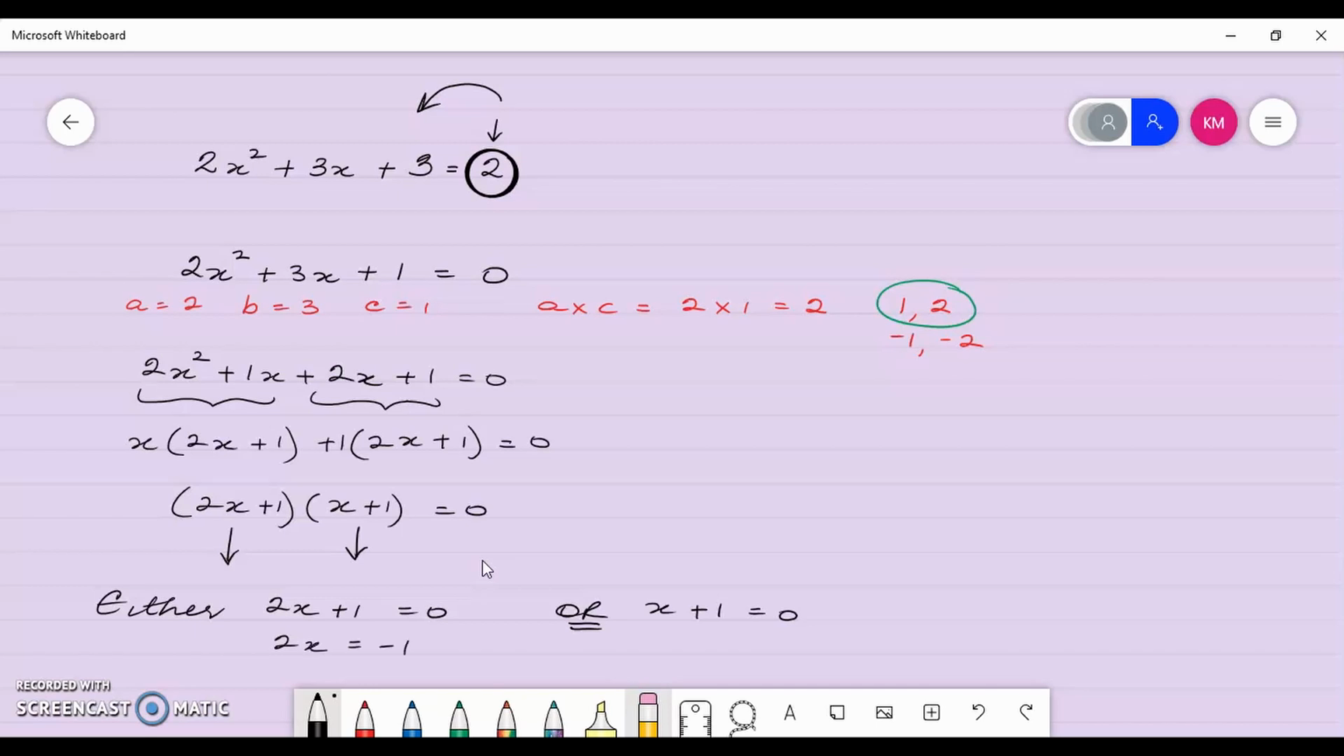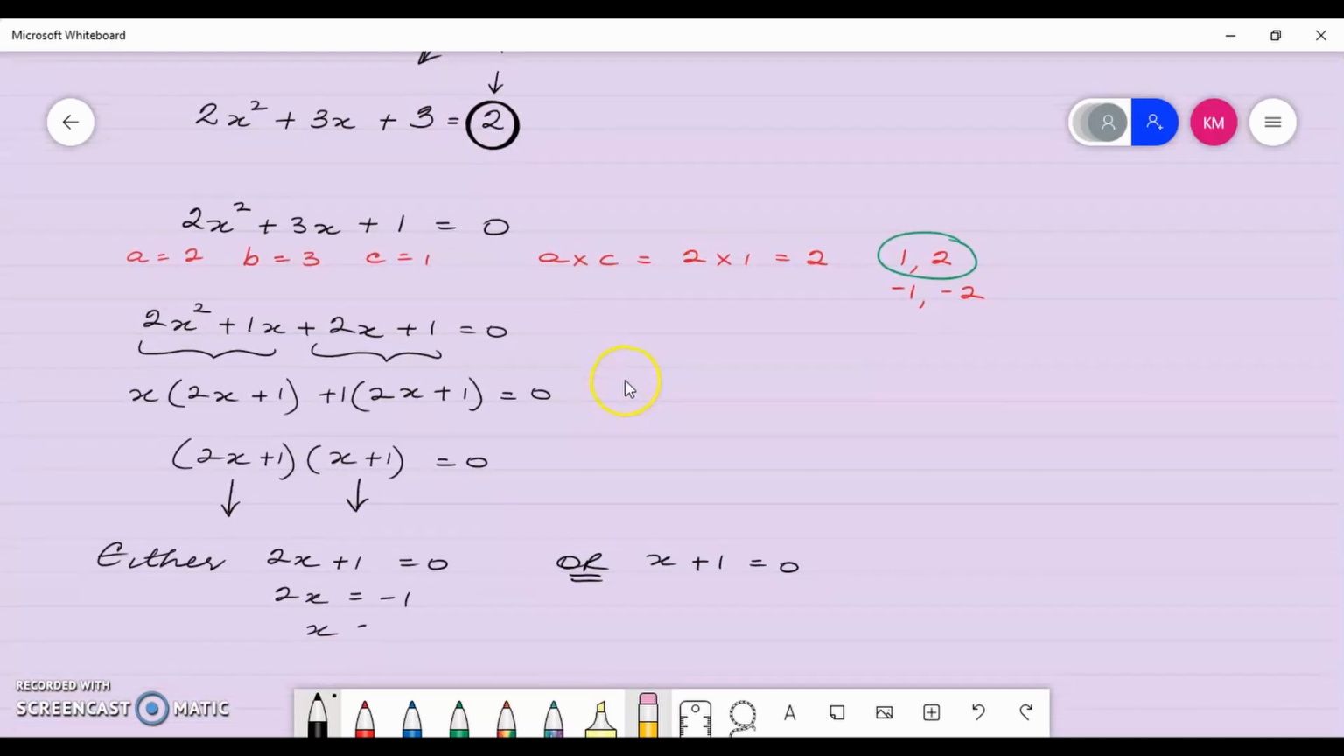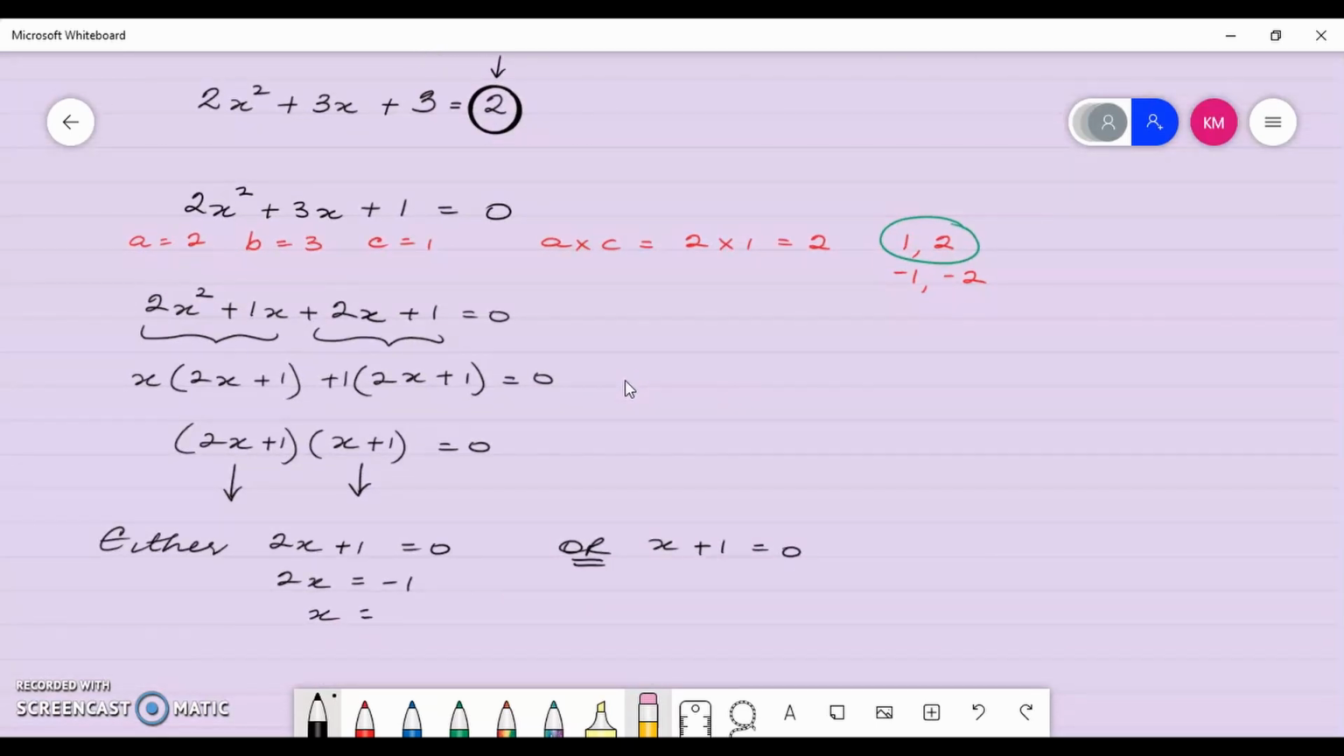2x is going to give me negative 1. x is going to give me negative 1 divided by 2. And on this side, x is negative 1. So my solutions are x is equal to negative a half or negative 1. And there you have it, your solution to your quadratic equation using the factorization method.